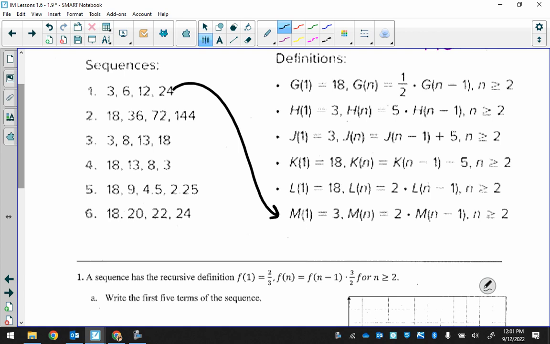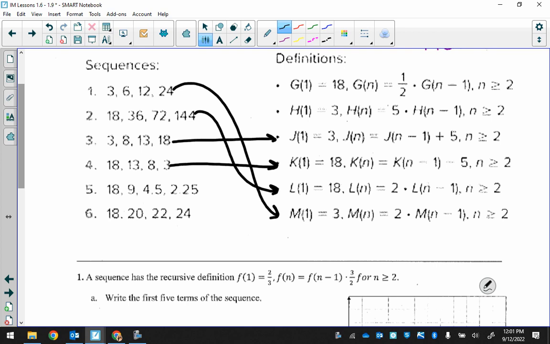Yeah, Julia. L. Good job. Excellent. How about number 3? Go ahead, Michael. J. Good. Right across. Okay. How about number 4? Go ahead, Bella. Okay. Good. Okay. And then number 5.